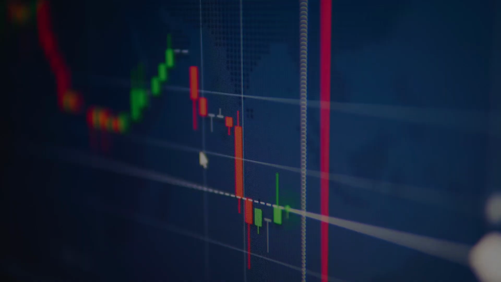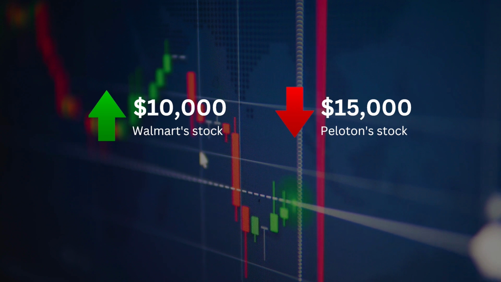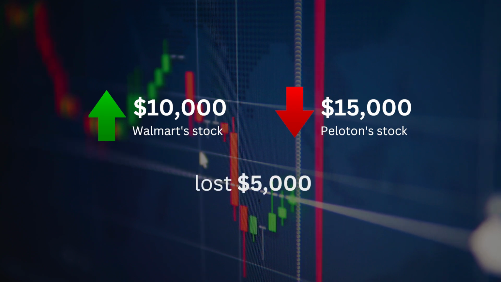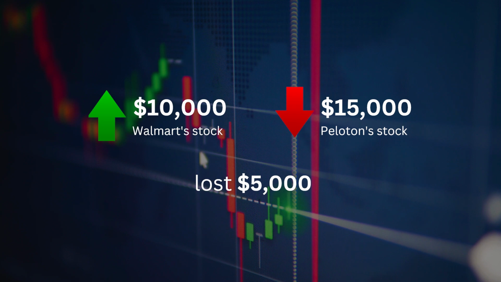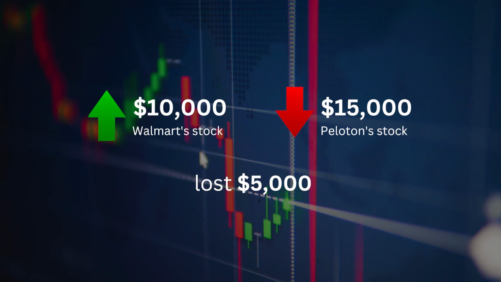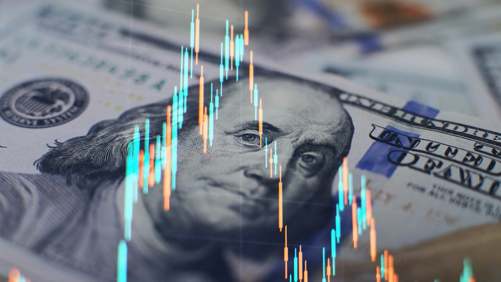To clarify, if you made a gain of $10,000 on Walmart stock but you lost $15,000 on Peloton stock, that means that you lost $5,000 in the stock market overall. You can use $3,000 of that as a tax deduction to reduce your wage income. So, you lost $5,000 in the stock market overall. You can use $3,000 as a tax deduction that year, and then your $2,000 of remaining losses will carry forward to next year.